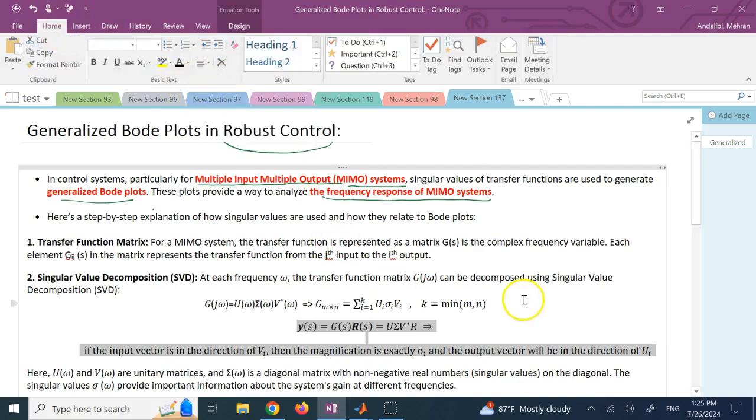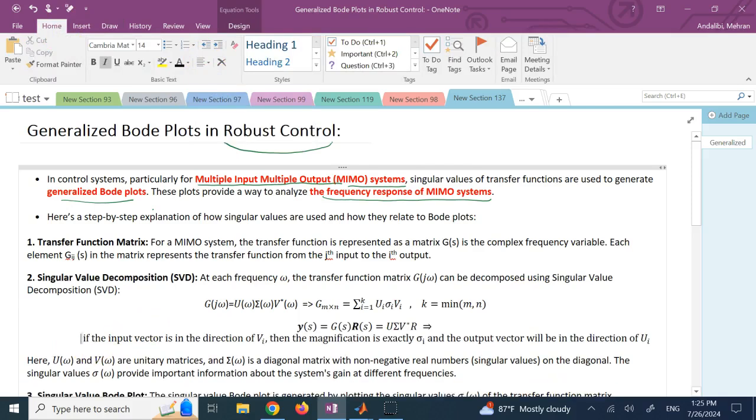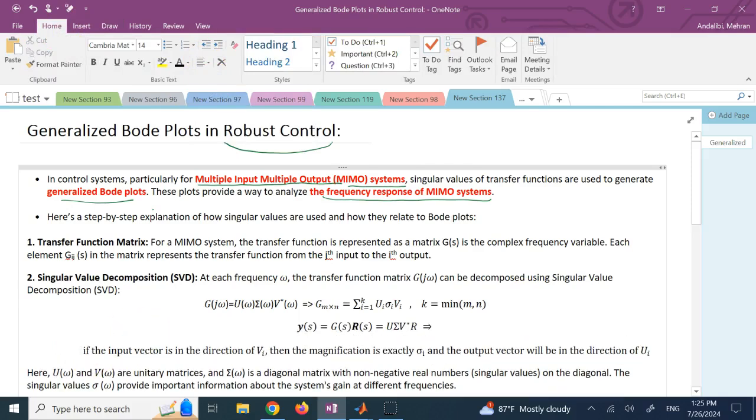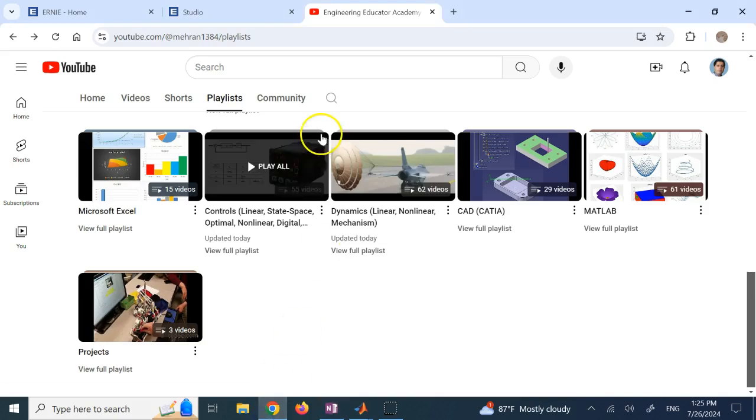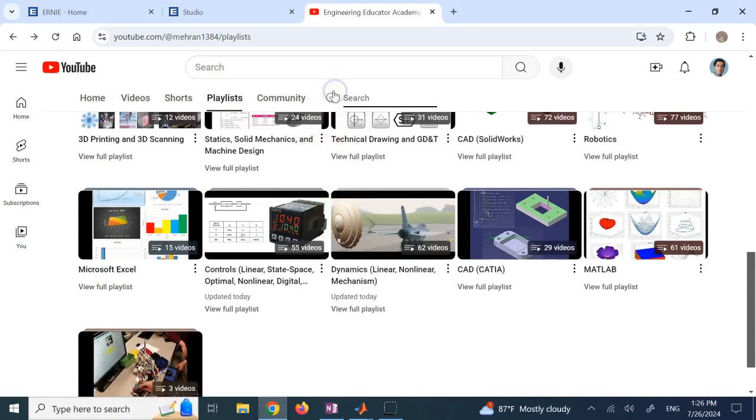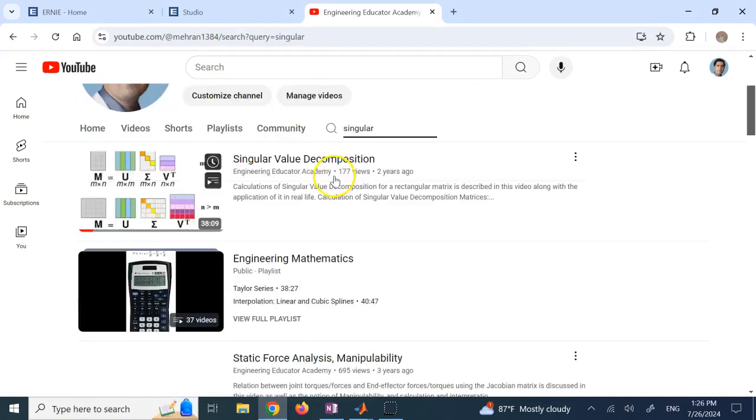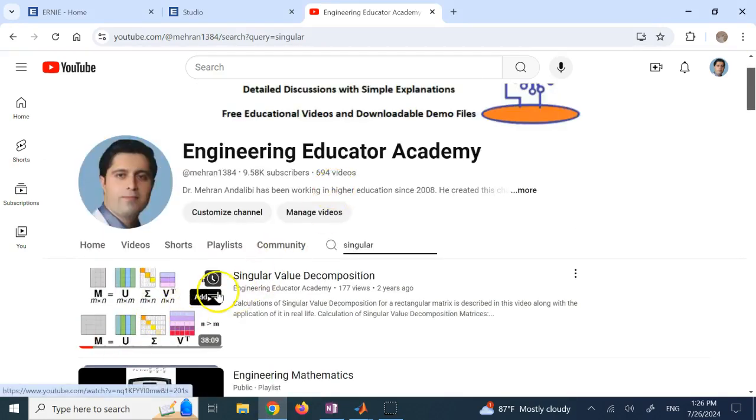As I said, this idea revolves around the idea of singular values. And if you are not sure what singular values are or what singular value decomposition is, you can watch the video I have on my channel. If you just type in singular value, it brings you this video I have, which is around 38 minutes, and it's really useful for you.